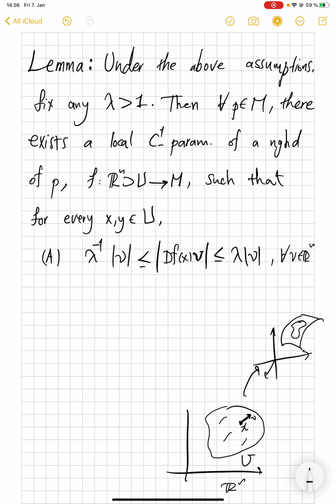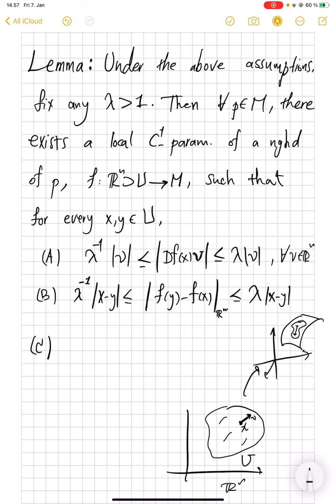It takes every vector v to a vector of comparable length. Part B is saying that f is almost an isometry. So the distance of f(y) from f(x) in Rm, the norm in Rm, is comparable to just the distance of x and y in the domain we started with.